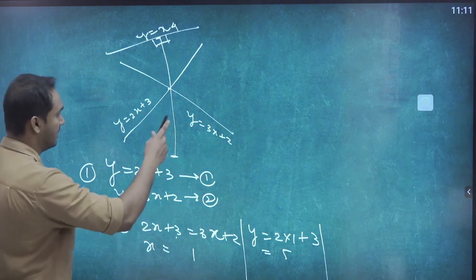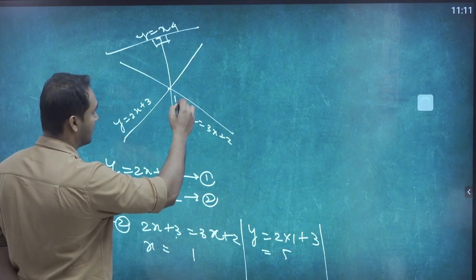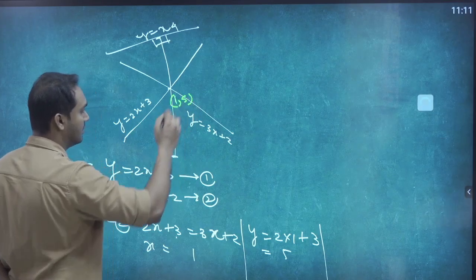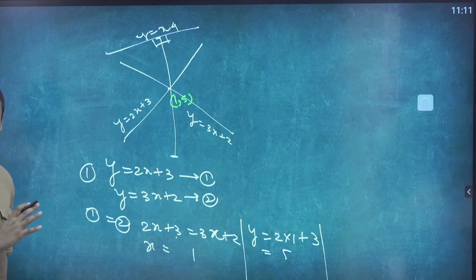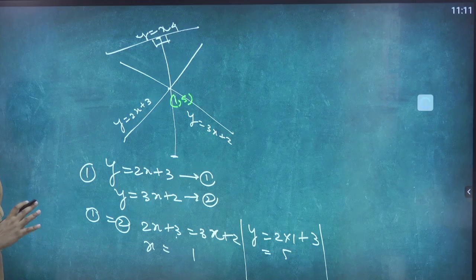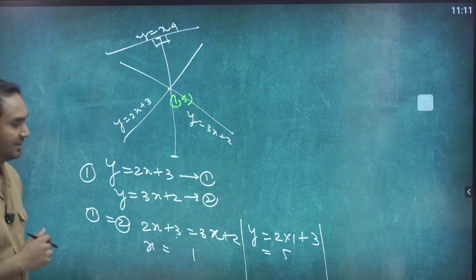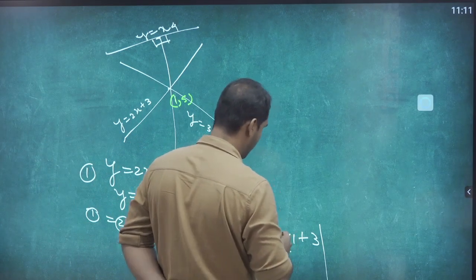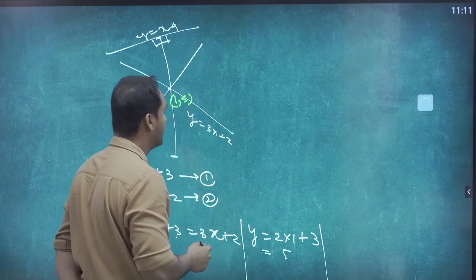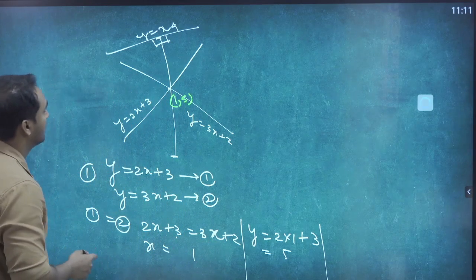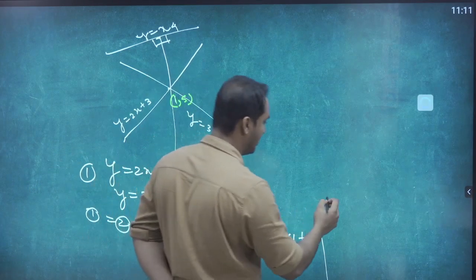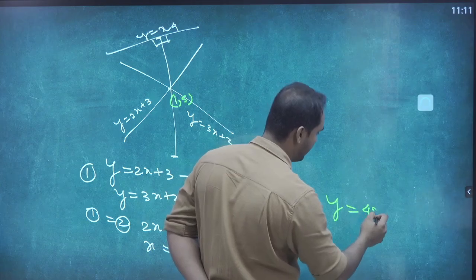What is the intersection then? 1, 5. Nice, found it. Now this is the hardest that it can come. So 1 and 5 are the coordinates. Now we have to find the gradient. Now y equals 4x, right?